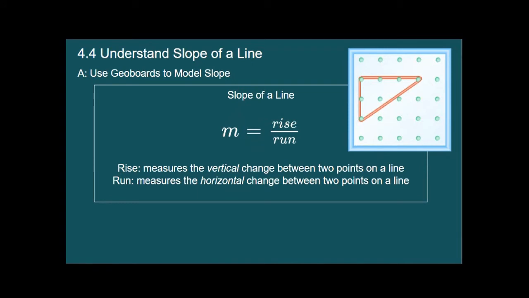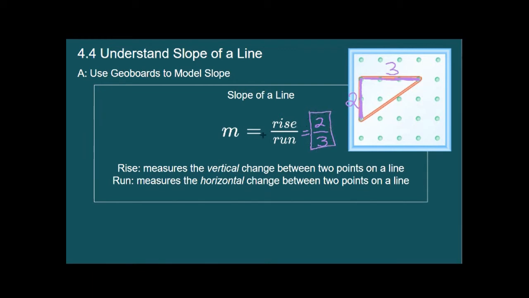So let's look at it with that band that we had on the previous slide. Let's see, I'm going to pick a color that's way different here. Okay, so in this case, the rise, the vertical change, is 1, 2. So the rise is 2, and the run, or the horizontal change, is 1, 2, 3. So the run is 3. So the slope of this line is 2/3.